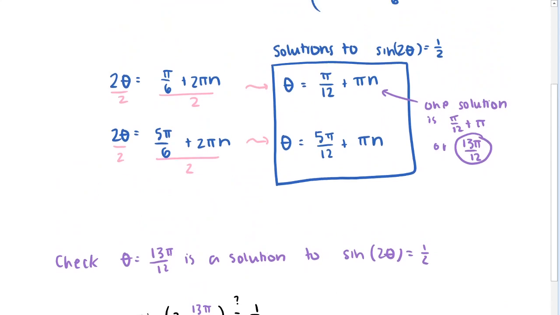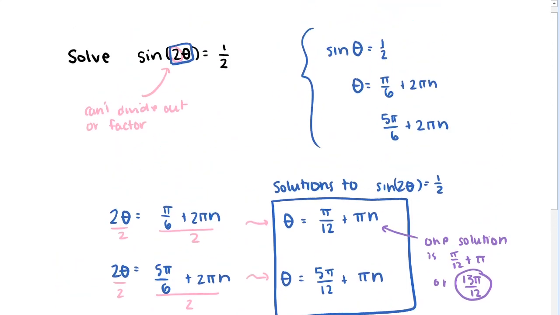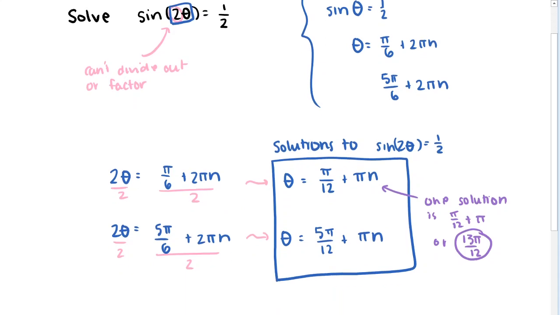And so really what we did was we said, okay, I know we have an input of 2 theta in this sine function, but we can sort of take a step back and look at the big picture. When is sine going to give us an output of 1/2? And those angles, well, we're looking for when 2 theta gives us those angles, right? So here, that's where we ended up with these equations.